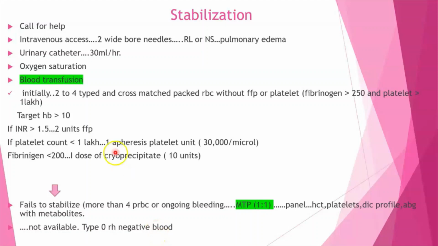Secondly, you need to remember that we need to maintain INR. If INR is more than 1.5, we give 2 units of FFP. If platelet count is less than 1 lakh, we give 1 platelet unit, which increases the platelets by 30,000 per microliter of blood. Fibrinogen less than 200, we give 1 dose of cryoprecipitate.